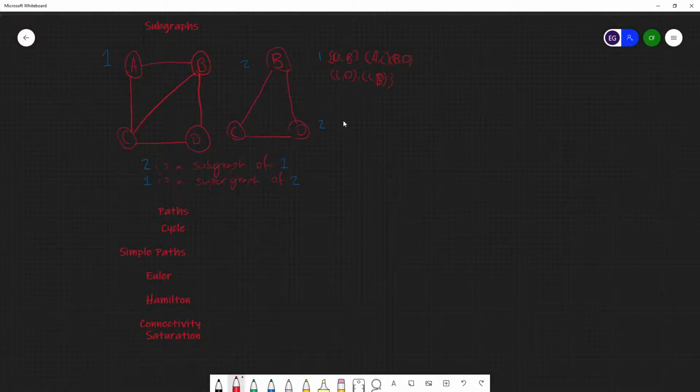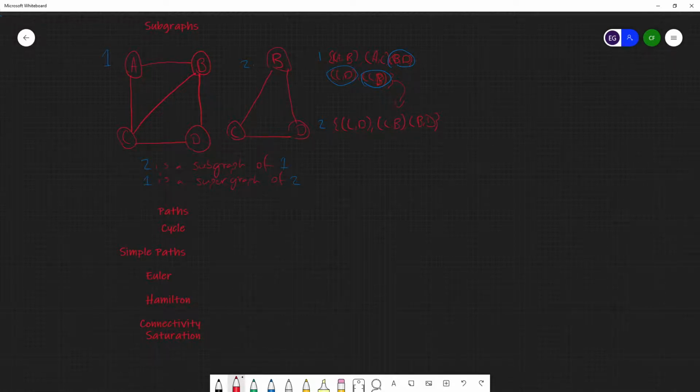And then we can see here in this set, we have C to D, C to B, and then B to D. Now if I highlight this, we have C to D, we have C to B, and we have B to D. And this is this set here. So we can say that, yes, indeed, 2 is a subgraph of 1. And then similarly, 1 is a supergraph of 2.